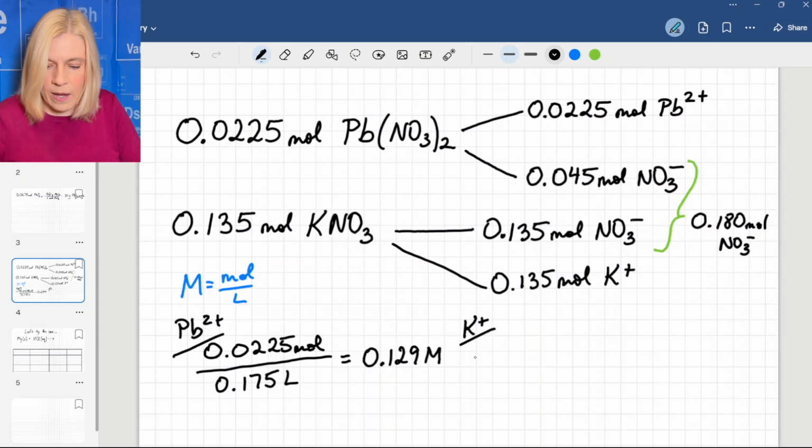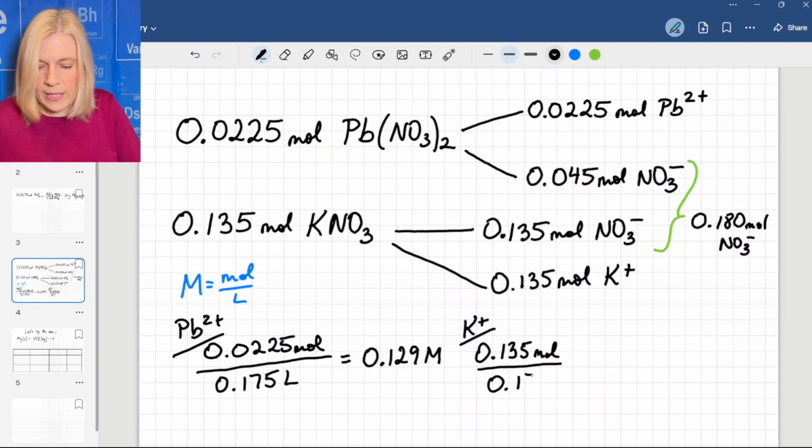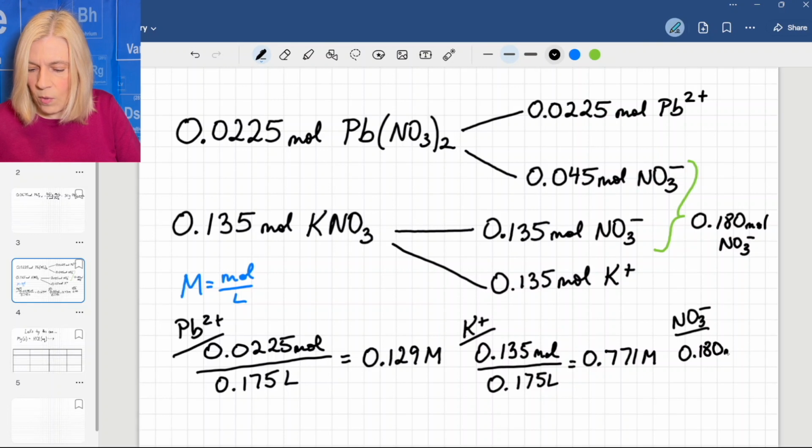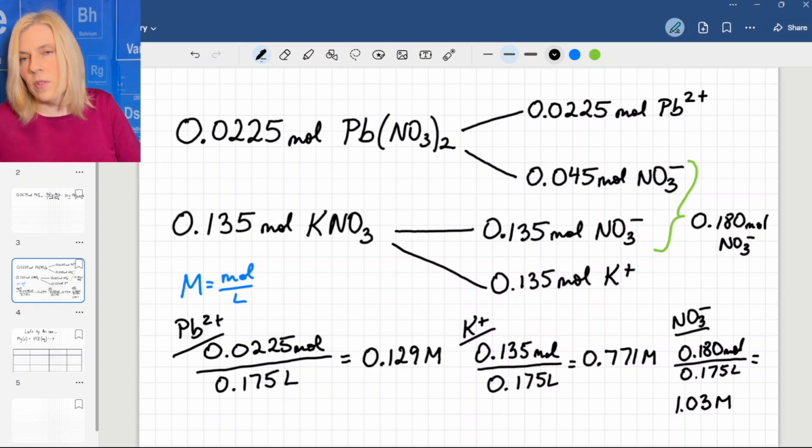Let's do the same thing with potassium. Potassium ions, well, we have 0.135 moles of potassium ions over 0.175 liters, and that gives us 0.771 molar. And last but not least, let's do nitrate. Again, how many do we have? We have 0.180 moles over 0.175 liters. And we plug this in, and we will have 1.03 molar for nitrate.